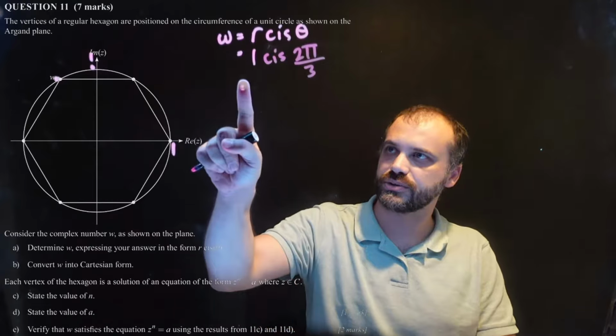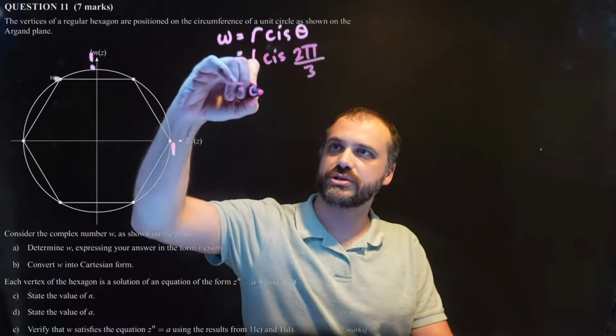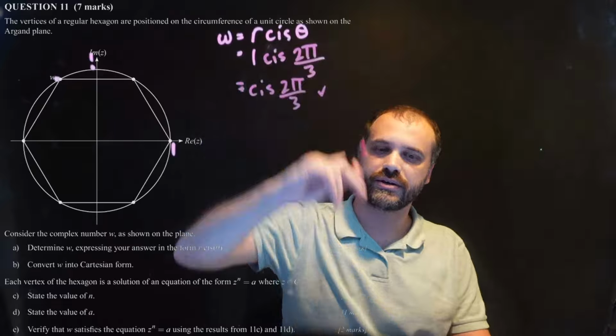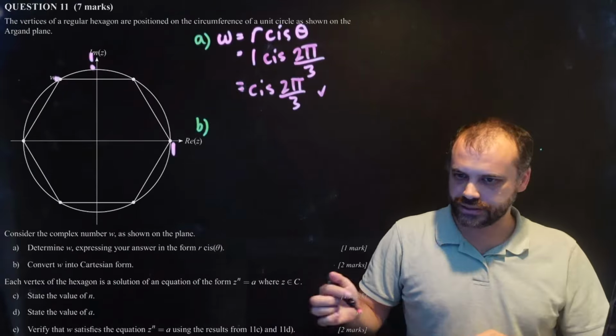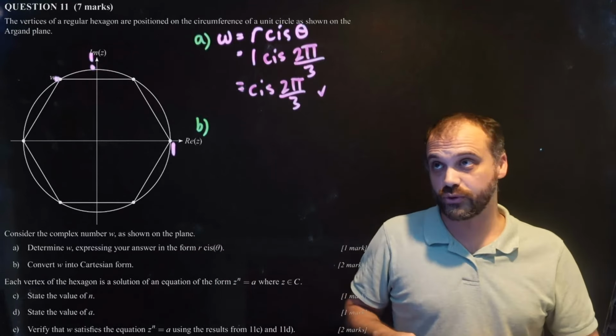Don't need that extra equal sign. Oh, yes, I do. This 1's a bit nonsense, right? So let's just go cis 2 pi on 3. That's my answer. Okay, so part B says we need to convert our answer into Cartesian form.